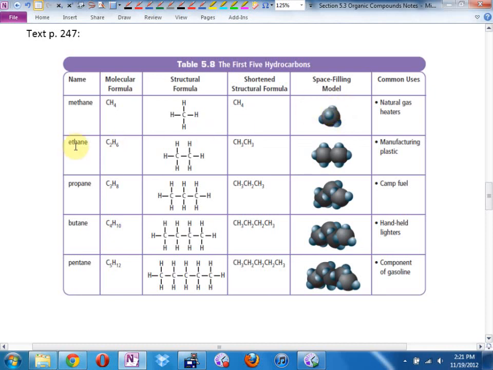Oh, and then there's ethane. Add an extra carbon. Can't believe I didn't notice that earlier. Oh boy, I'll take it away from you next time.